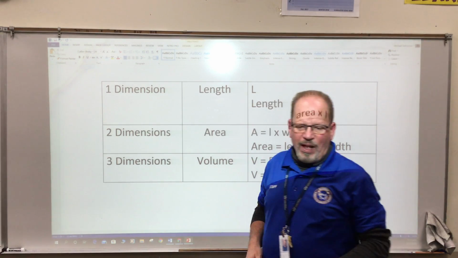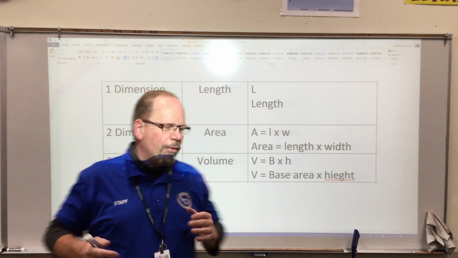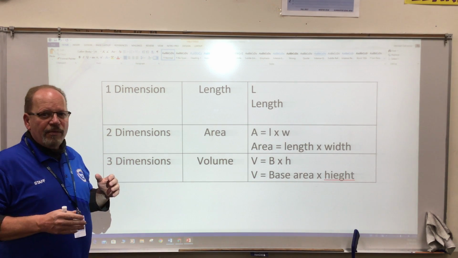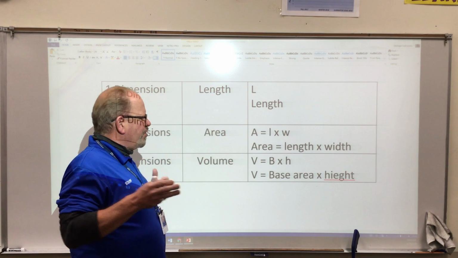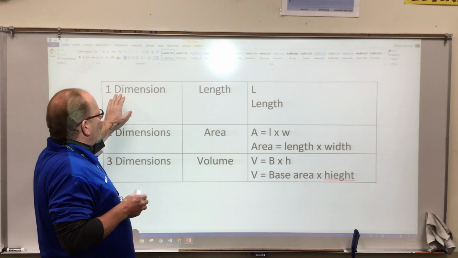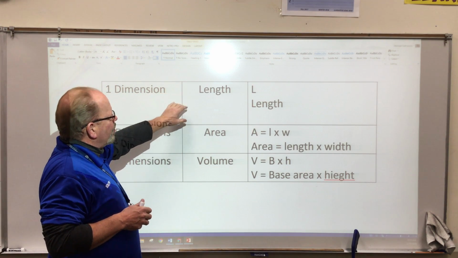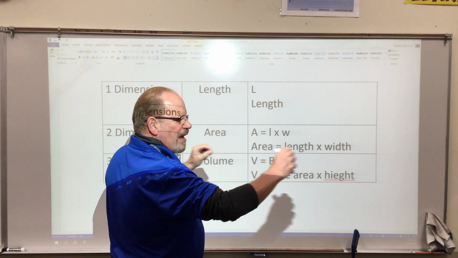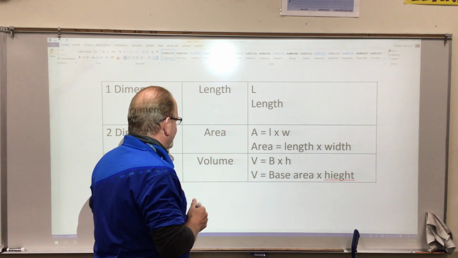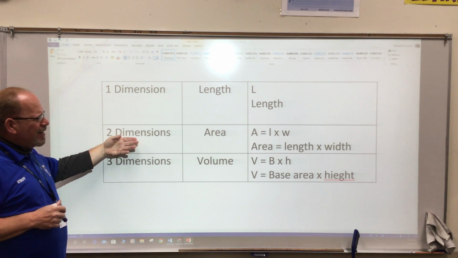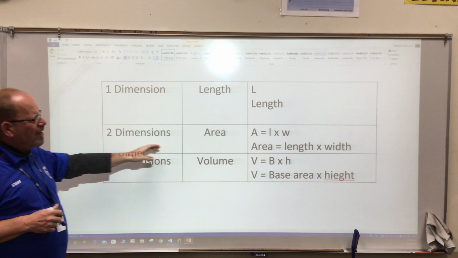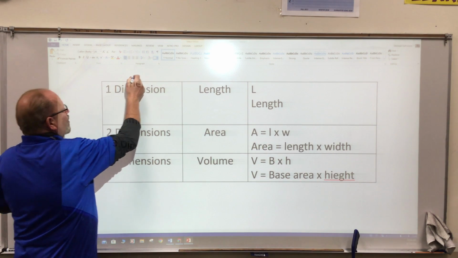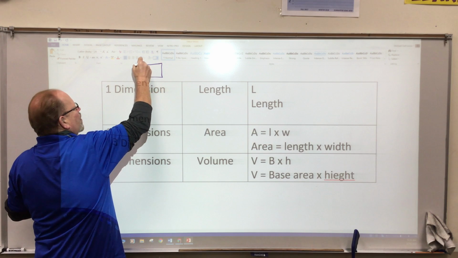Today's the first lesson while you're gone, and what we're looking at is the volume of a cylinder. But before we go there, let's just review. One-dimensional measurements, like, for instance, length, just measure how long something is. Two-dimensional measurements are what we call area, and they measure the length and the width.